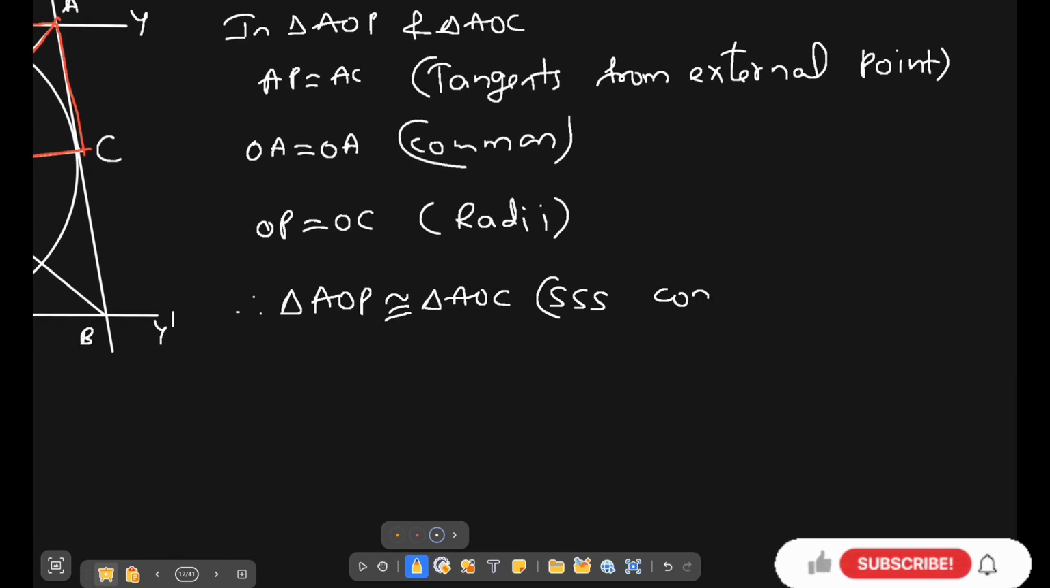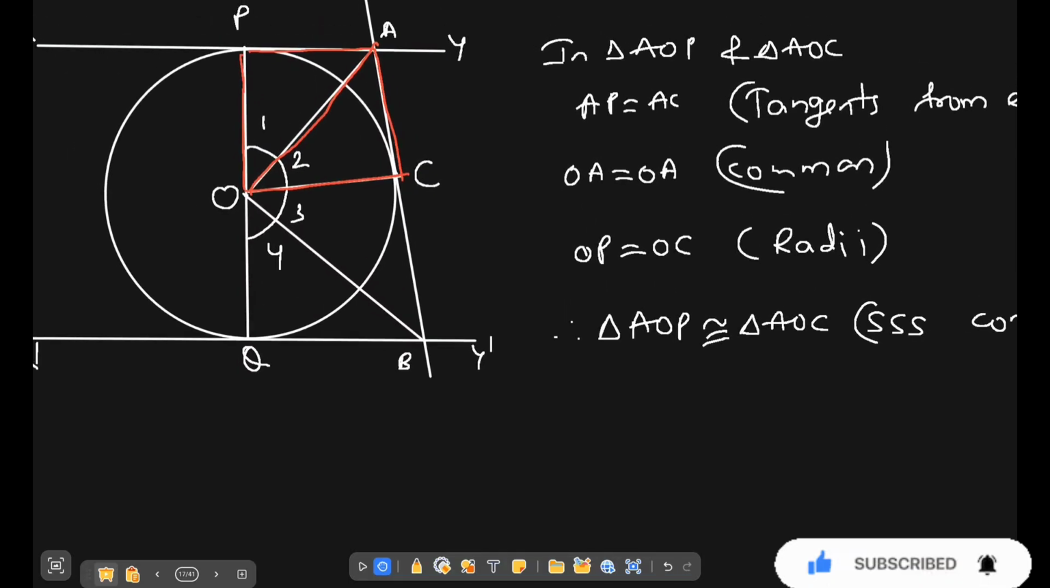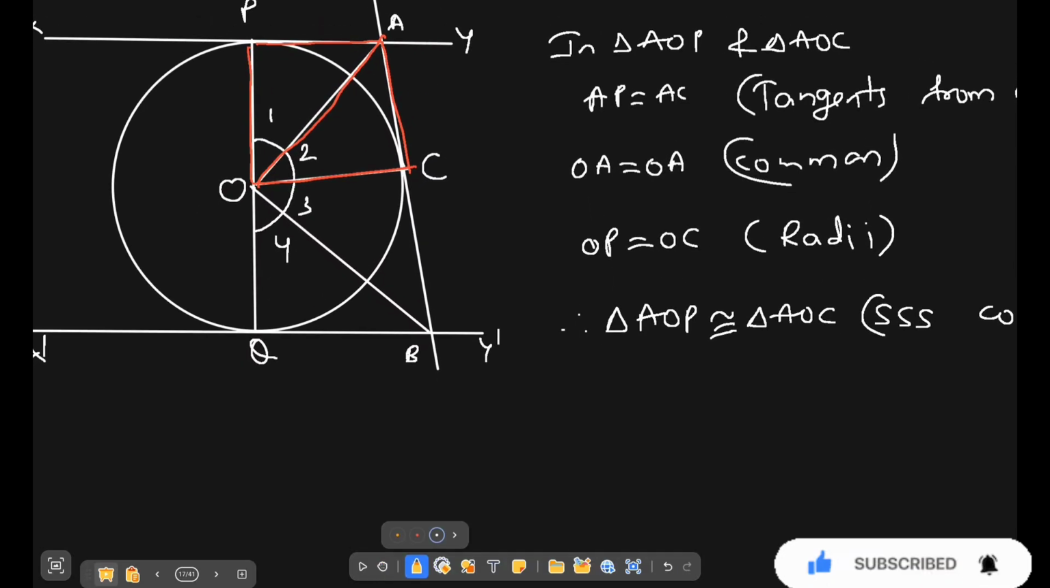So we know that when triangles are congruent, their corresponding parts are equal, which means their corresponding angles are equal and their corresponding sides are equal. Therefore, you can write angle 1 is equal to angle 2, because they are corresponding parts of congruent triangles. Here angle at O is 1 and angle at O is 2.